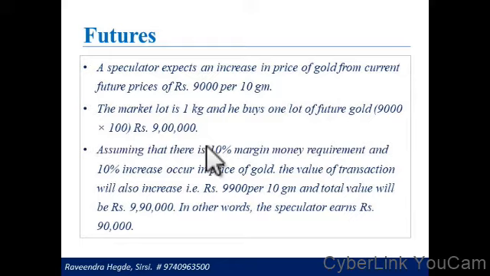So 9,000 into 100 rupees, 9 lakh. It's just a value, okay? It's not the current figure. Assuming that there is 10% margin money requirement and 10% increase occurs in the price of the gold, the value of the transaction will also increase. That is rupees 9,900 per 10 gram and total value will be rupees 9,90,000. So in other words, the speculator earns rupees 90,000.